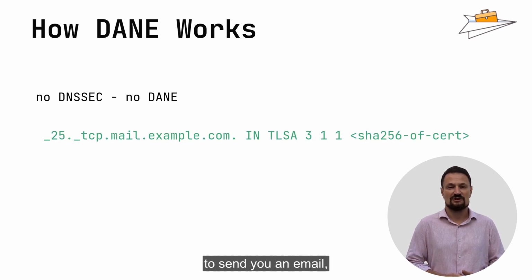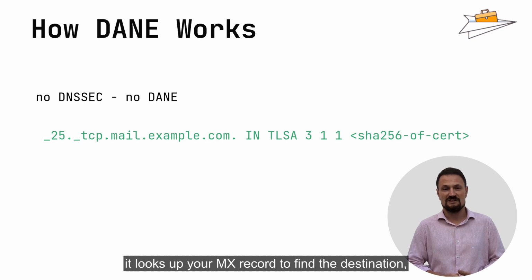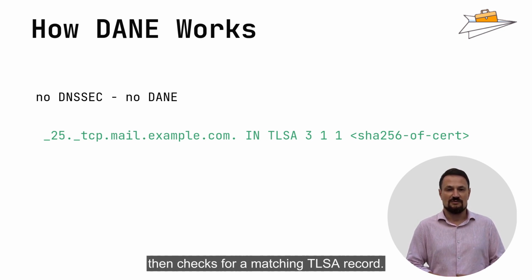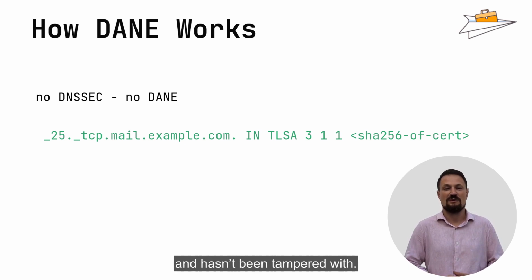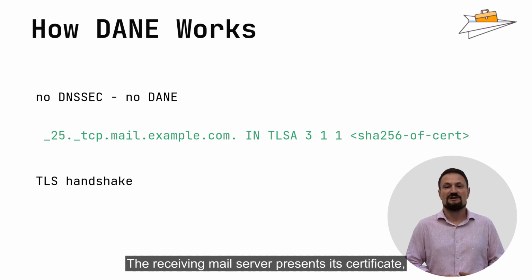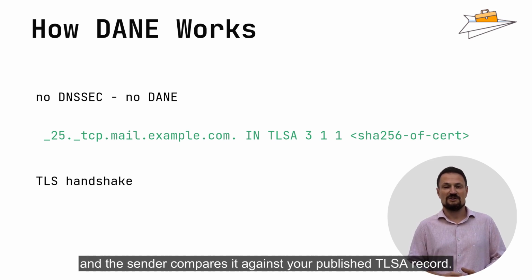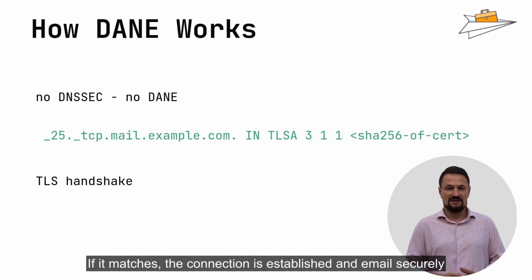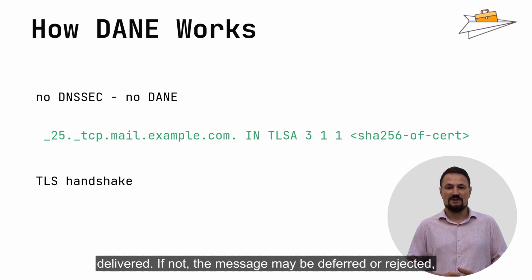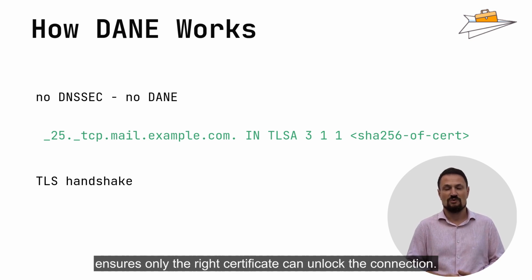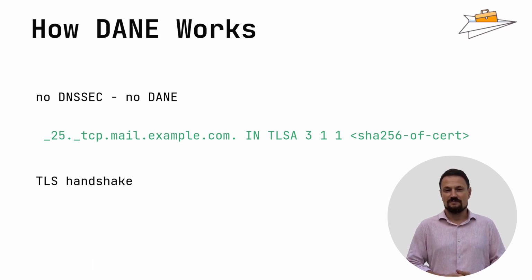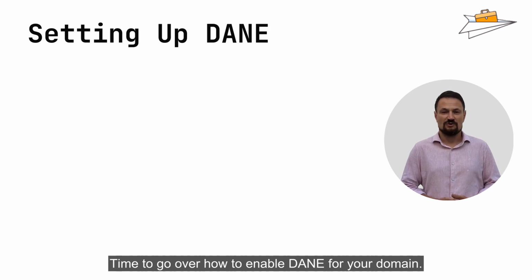When another server tries to send you an email, it looks up your MX record to find the destination, then checks for a matching TLSA record. Next, DNSSEC validation ensures that this record is legitimate and hasn't been tampered with. Once that's confirmed, the servers perform a TLS handshake. The receiving mail server presents its certificate, and the sender compares it against your published TLSA record. If it matches, the connection is established and email securely delivered. If not, the message may be deferred or rejected, depending on the policy in place. So in short, the TLSA record acts like a cryptographic lock that ensures only the right certificate can unlock the connection.